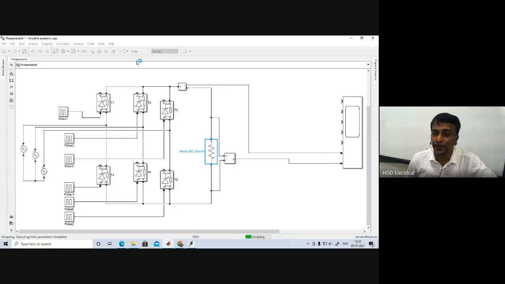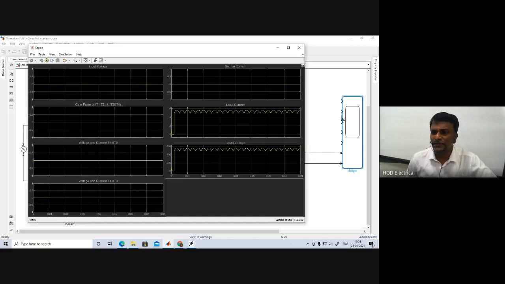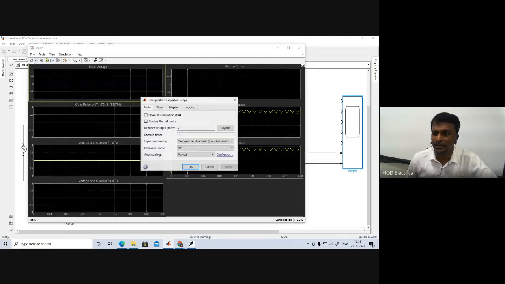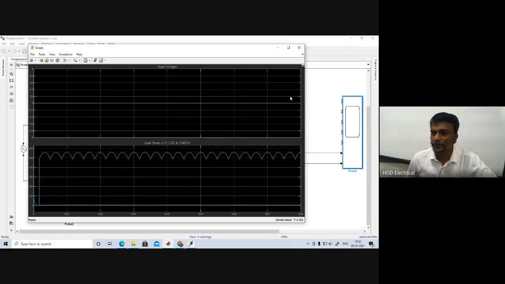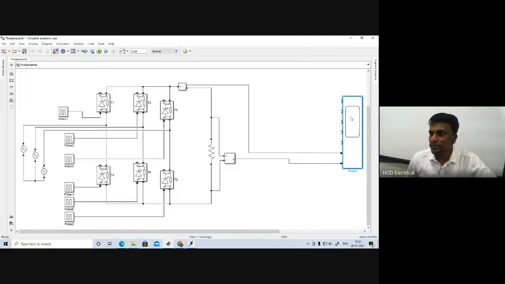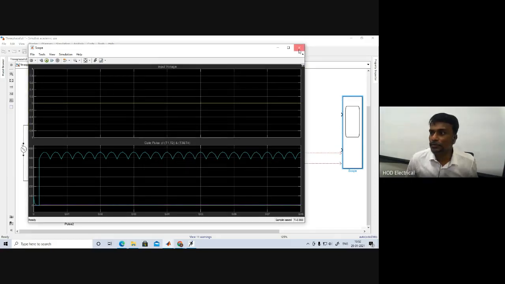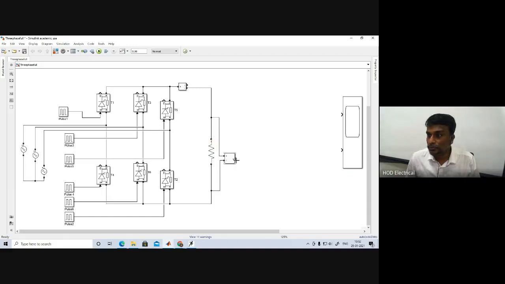Let me run the simulation for 0.08, that means 4 cycles. If you see the waveform, I am choosing only this waveform of 3-phase voltage and current. So let me change this file to 2. So now this is the voltage I have connected. Then this is the current which you have connected.